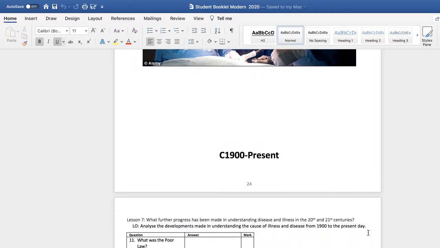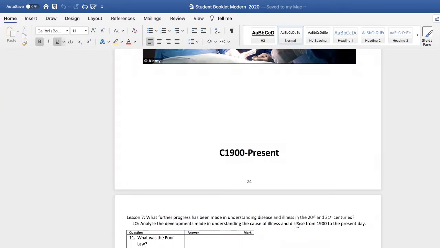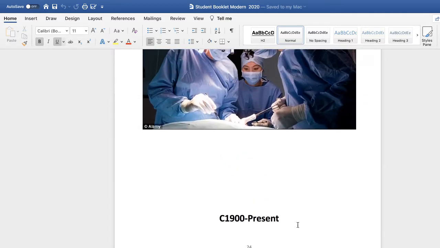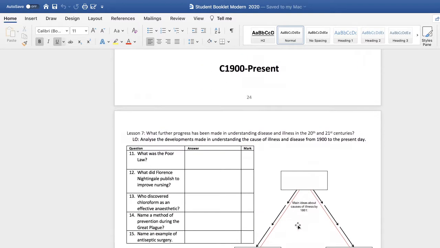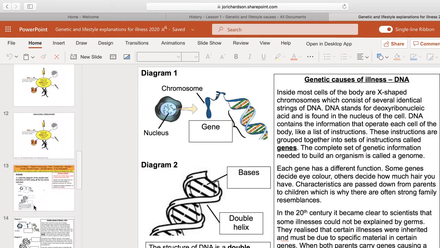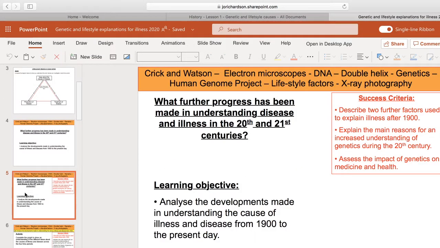But before we do, we still need to think about, so we're looking both at the 20th and 21st century, which is what we're calling the modern period, so 1900 to present. So for lesson 7, what we're actually doing is we are looking at, let me just get the slide up: what further progress has been made in the understanding of disease and illness in the 20th and 21st century? So, trying to think about what things have been developed or understood that has impacted medicine.